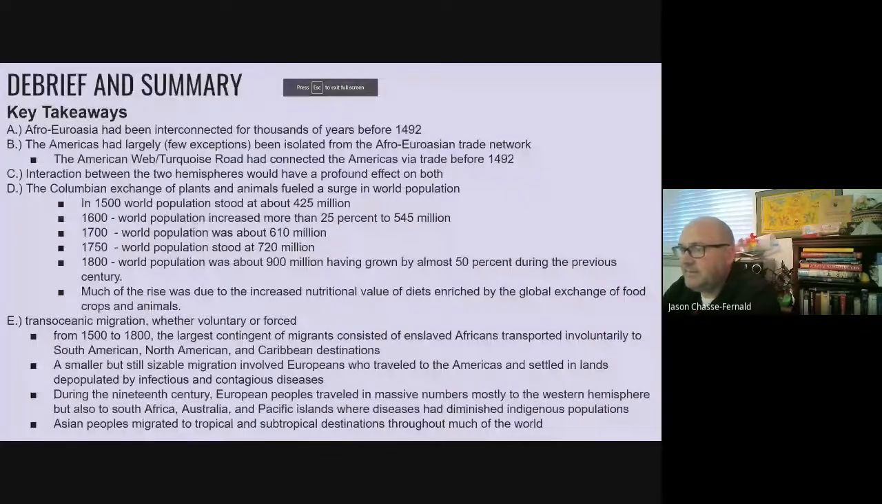All right, and I will keep this up. I'll probably go over this debriefing summary multiple times. Afro-Eurasia had been interconnected for thousands of years before 1492. The Americas had largely, with few exceptions, been isolated from the Afro-Eurasian trade network. The American web, the Turquoise Road, had connected the Americas via trade from before 1492. And then I'll go over the rest of these in the next video.